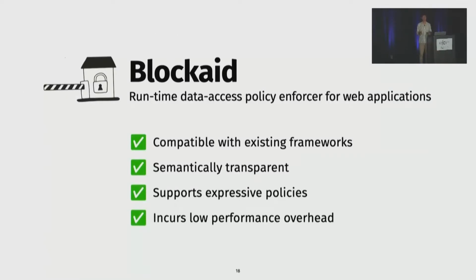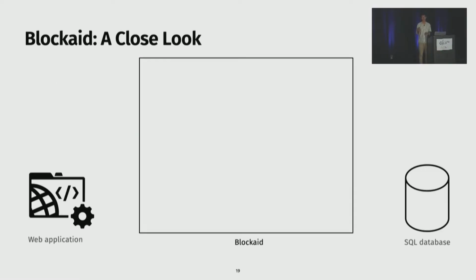Blockaid satisfies all 4 of these goals. Let's take a closer look at how it works. Blockaid takes as input a data access policy, and at the beginning of a web request, receives a request context from the application indicating the current user's identity.